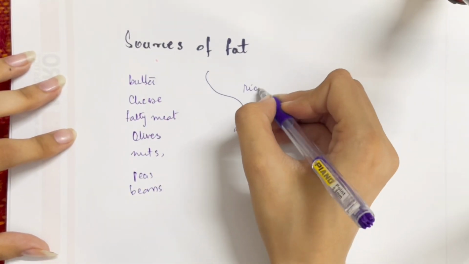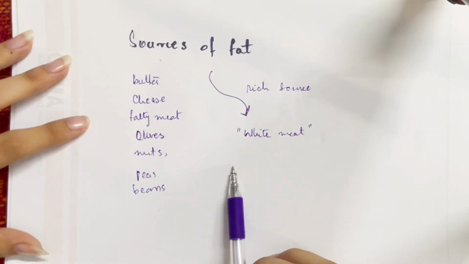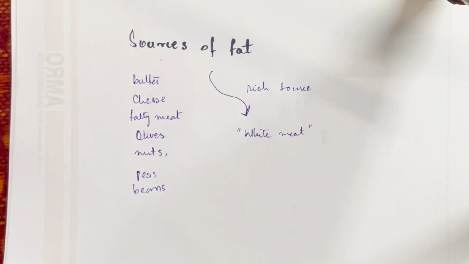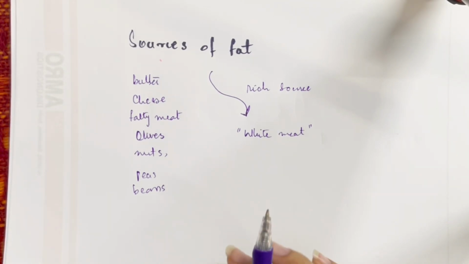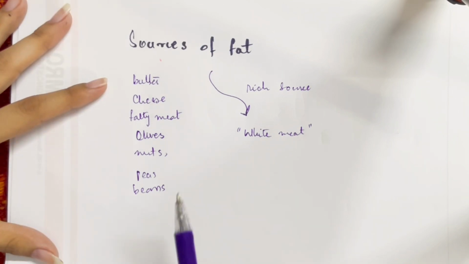White meat is a very rich source of fat. However, some fishes, such as herring or salmon, also have lots of fat in them. But white meat has relatively much more fat than the usual. So, there are some small points that you need to learn about the topic of fat. Let's discuss some of them.